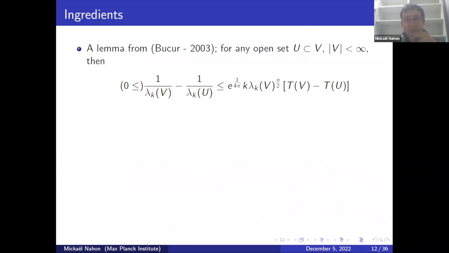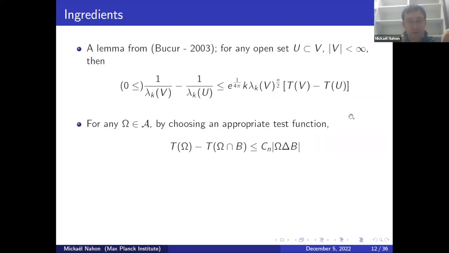The first one is a lemma from Dorin that says that, instead of comparing two sets that have the same measure, if you take two sets that are included in one another, U and V, then you can compare the eigenvalues by the difference of torsion. More precisely, you look at 1 over lambda k. This is like the k-th eigenvalue of the resolvent, starting from the top, when you start counting the eigenvalues from the top. And this difference of eigenvalues is bounded by the difference of resolvents, which, when you have one domain inside the other, is just bounded by the difference of torsion.